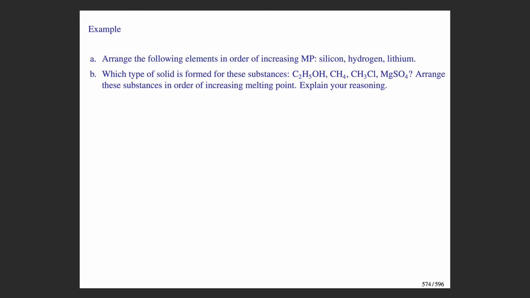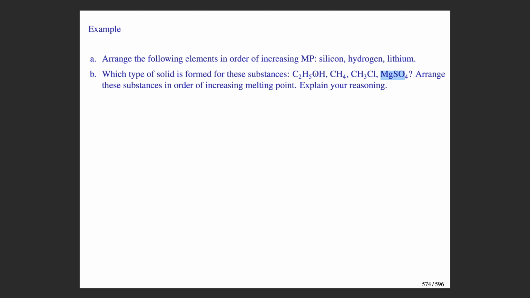Which of the substances would have the highest melting point, and explain your reasoning? I'm going to go with the magnesium sulfate, because in order to melt that, you have to break the strong ionic bonds. Those Coulomb interactions between the ions are very strong, so it's going to be the most difficult to melt. So this is going to have the highest melting point.